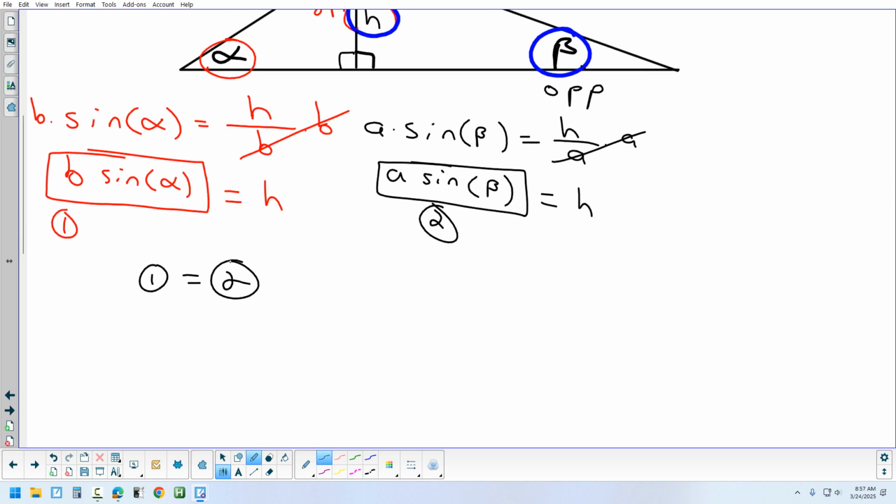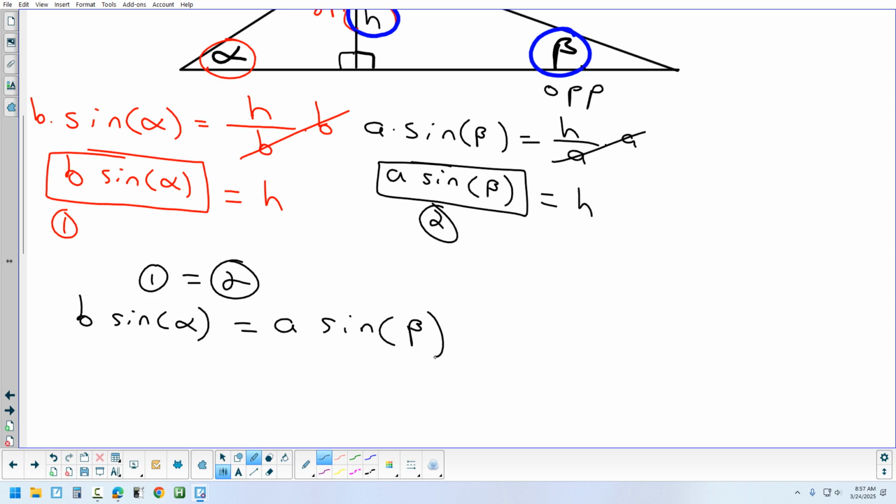And now fill them in. So box 1 is b sine alpha. Box 2 is a sine beta. And once we rearrange that a little bit and put something on the other side, that's going to be our law of sines. The way they usually write the law of sines is they put the a over on the same side with the alpha, and they put the b over on the same side with the beta.